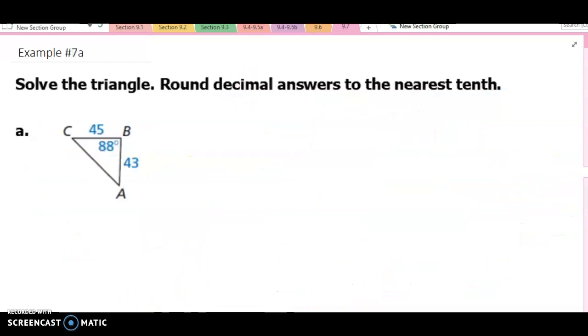All right, go ahead and try this one on your own. This is very similar to the one we just did, and then we'll go over it.